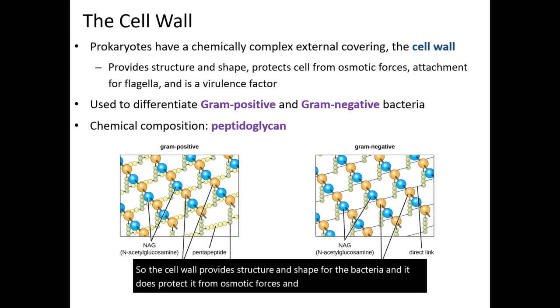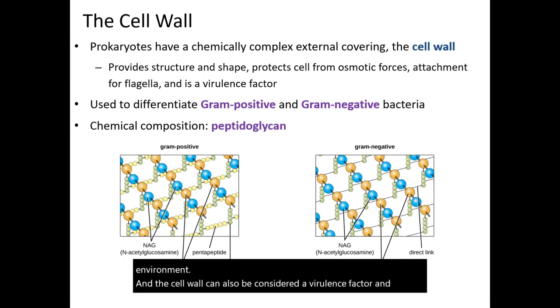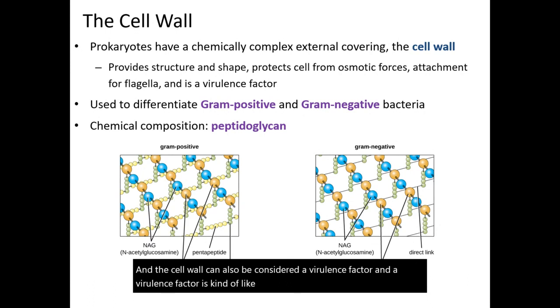It also serves as an attachment site for flagella, which is going to be talked about in a future video, but it is one structure that helps bacteria move around in an environment. And the cell wall can also be considered a virulence factor. A virulence factor is kind of like a weapon that bacteria or pathogens use in order to successfully infect a host. And we're going to talk all about that in Unit 3.